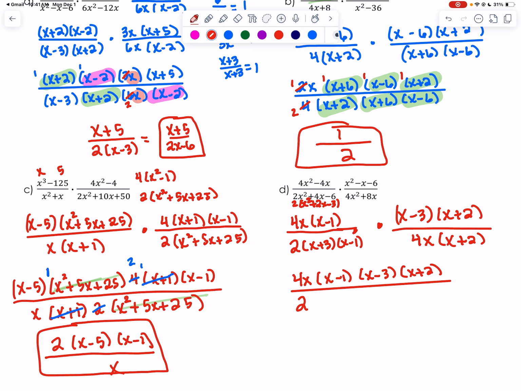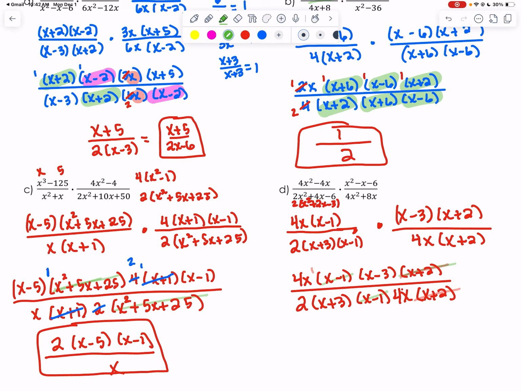On the bottom, 2 parenthesis x plus 3, x minus 1, 4x, x plus 2. All right, let's see what's going to divide to 1 here. Let's see, x minus 1 and x minus 1. That divides to 1. X plus 2 and x plus 2.